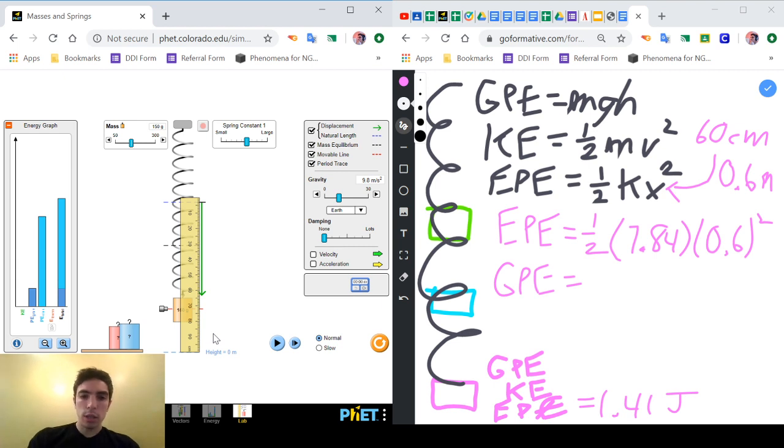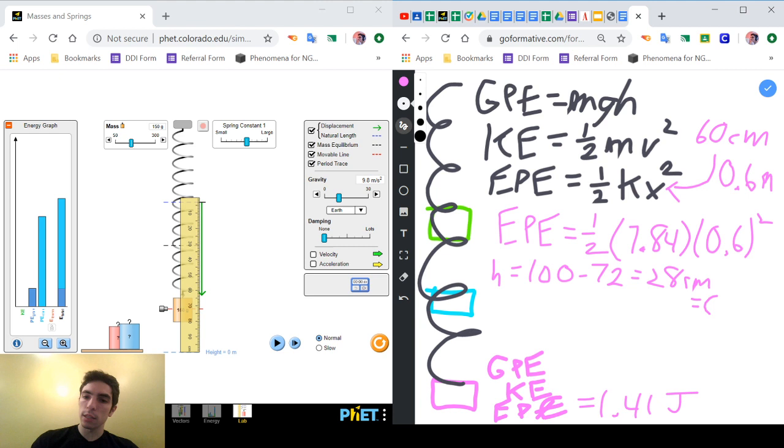And to determine what this height is, we actually need to do a little bit of math because we're measuring from the 100 centimeter mark. So I'm going to write height is equal to 100, because that's where we start, minus about 72 centimeters. So it looks like the height is 28 centimeters, which is the same as, and then again, just like how we converted our 60 centimeters to 0.6 meters, I'm going to move the decimal twice to the left to get 0.28 meters.